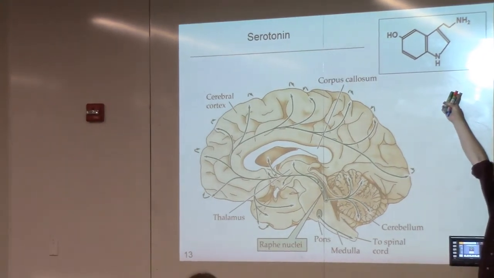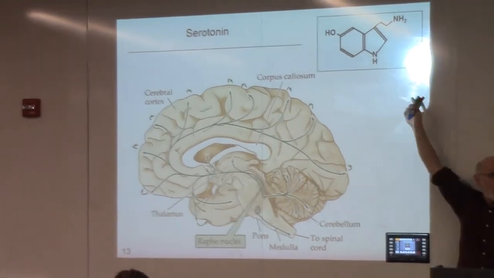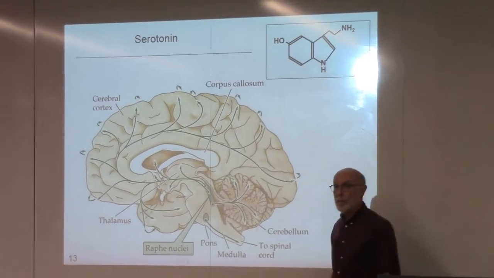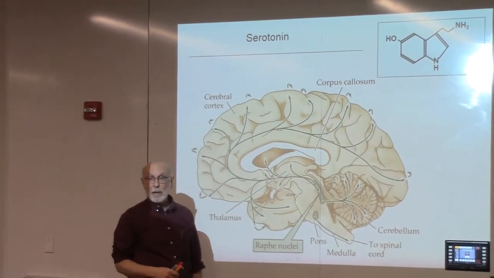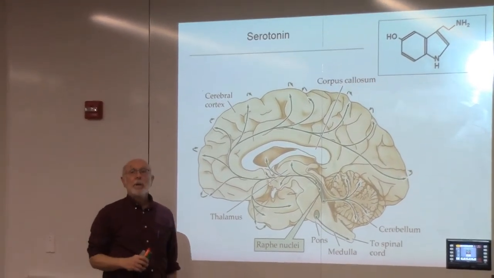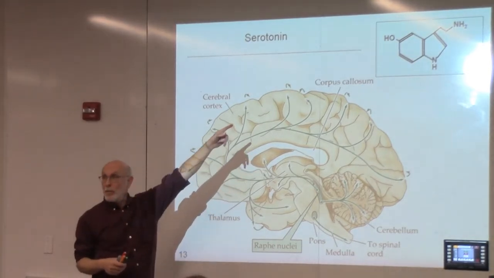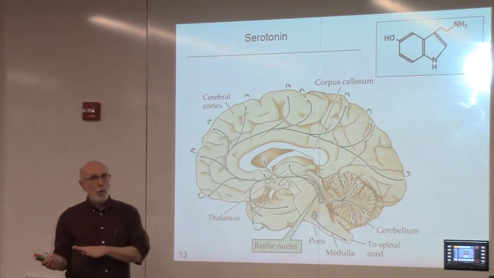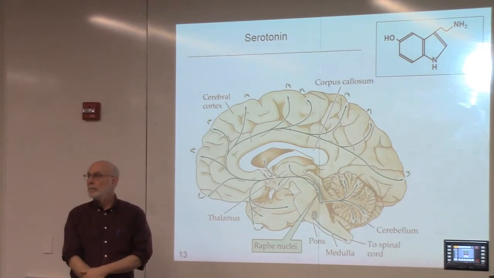Serotonin is a monoamine, but is it a catecholamine? No, it doesn't have the catechol group. It's not a derivative of tyrosine. It's a derivative of tryptophan. I don't expect you to know the structure, but I do expect you to be able to say, that's a monoamine, it's got one amino group, but it's not a catecholamine. Because if you know what a catechol looks like, you can say, oh, it doesn't have it.